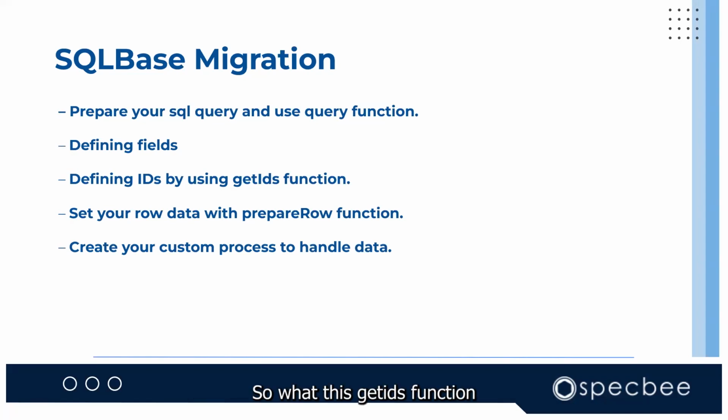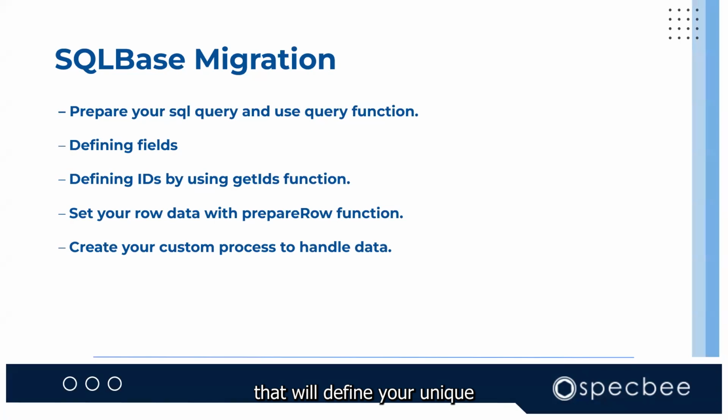So what does this getIDs function do? It uniquely identifies your row. When you are running some kind of SQL query in your query function, you will get a set of records. It's not a single record. So to distinguish between each record, you need to provide some sort of unique identifier to your SQL migration. This getIDs function will do that.